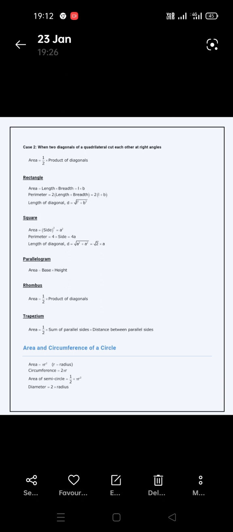Next is the trapezium. What is the area of a trapezium? The area of a trapezium is 1 upon 2 multiplied by the sum of the parallel sides, because the opposite lines of a trapezium are parallel, multiplied by the distance between the parallel sides.